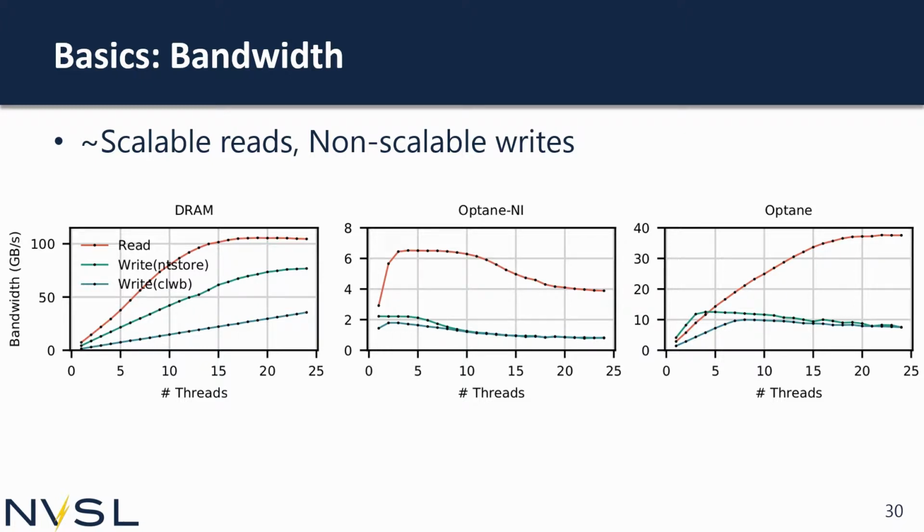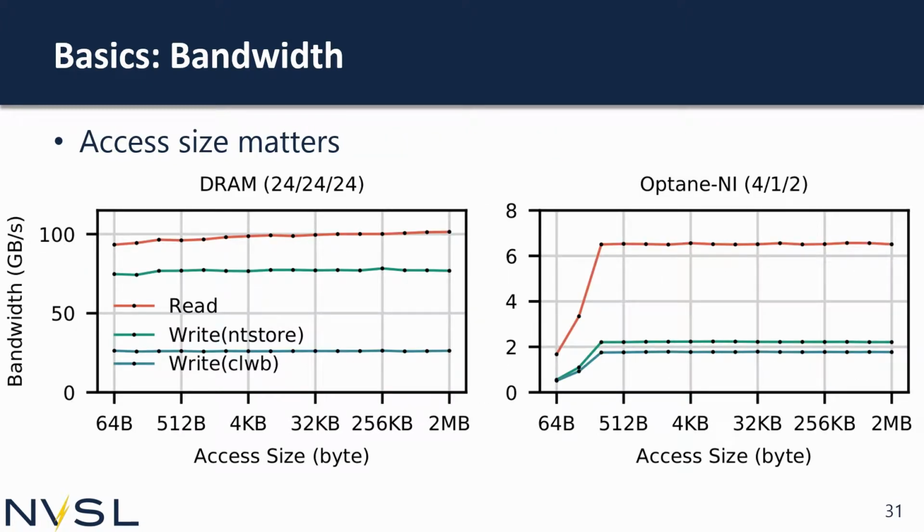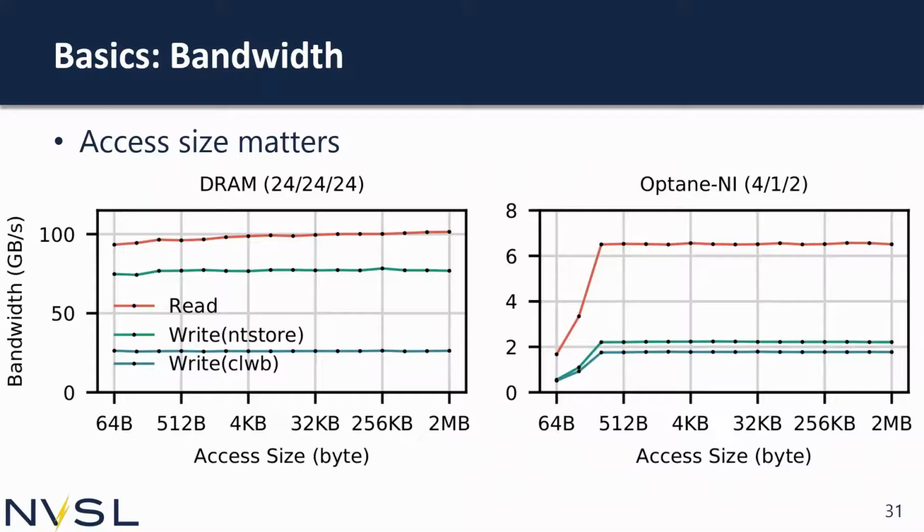Okay. Now, the next thing is looking at bandwidth versus access size. So if we look at this, what we see for DRAM, it actually doesn't really matter what access size you use when you're looking at bandwidth of DRAM. In contrast, if you have a non-interleaved Optane DIMM, you're going to ramp up to 256 bytes. And this makes a lot of sense if we think about the architecture of the device, namely that the communication between the controller and the media occurs at 256 bytes. So if you have small random writes, you're not going to see as good bandwidth.